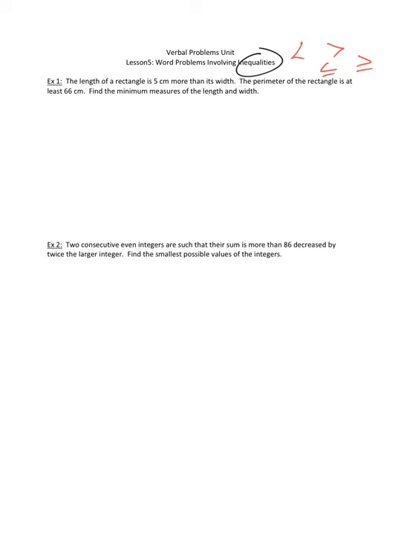Okay, let's look at example 1. The length of a rectangle is 5 centimeters more than its width. The perimeter of the rectangle is at least 66 centimeters. Find the minimum measures of the length and width.